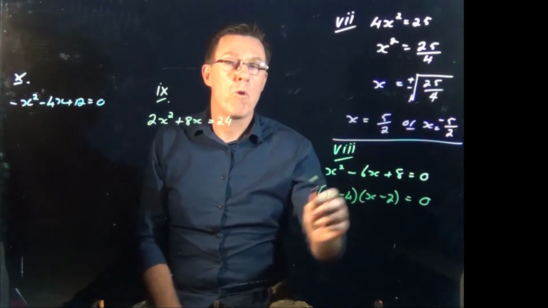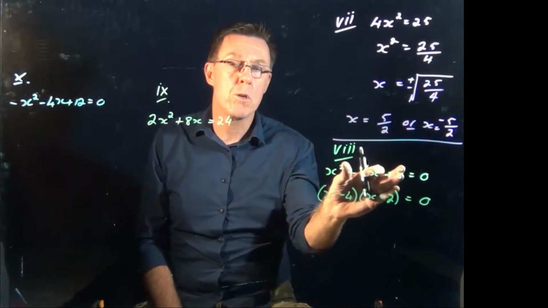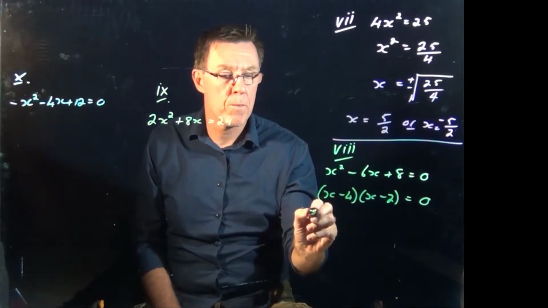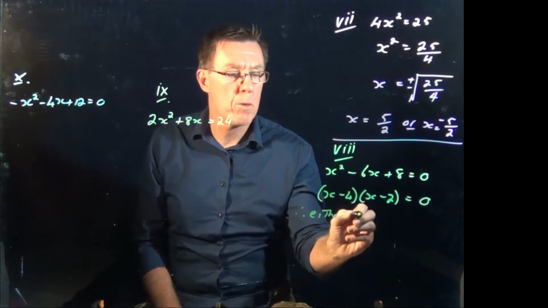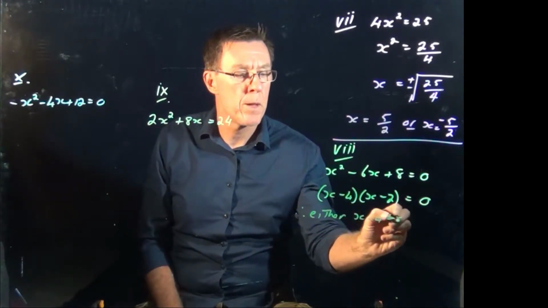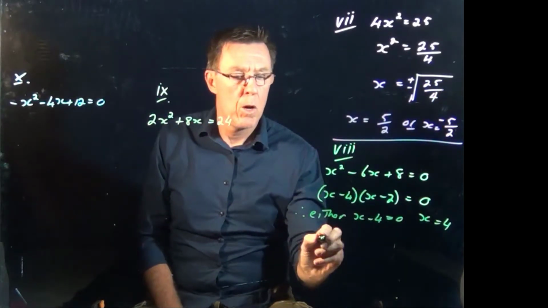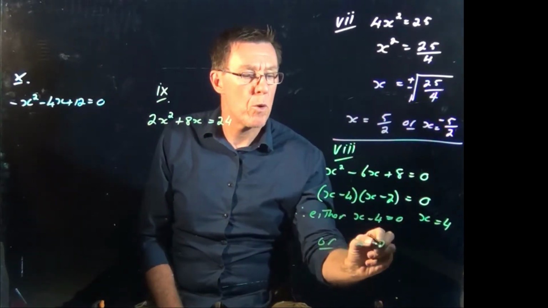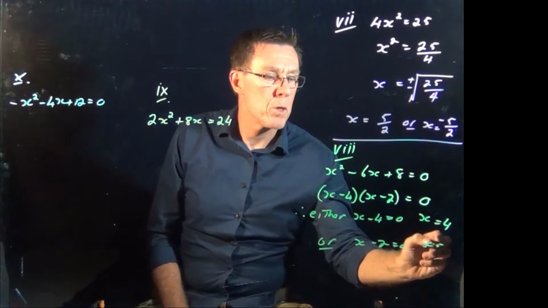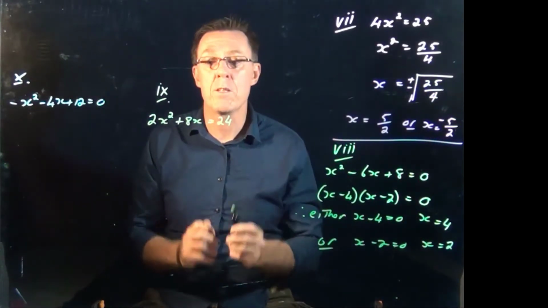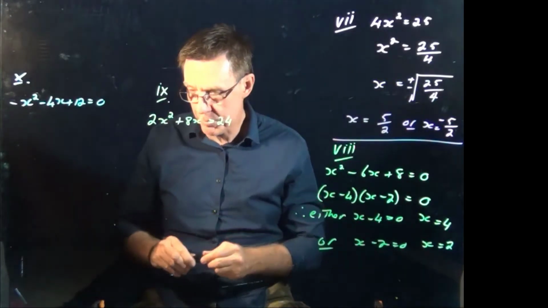There we are. That quadratic's now factorised. Instead of 3 terms added together, I now have 2 numbers multiplied together. So therefore, since they multiply to give 0, either the first term is equal to 0, so x is positive 4, or the second term is equal to 0. x must be equal to positive 2. If you can factorise, factorise. Makes life simple and easy.